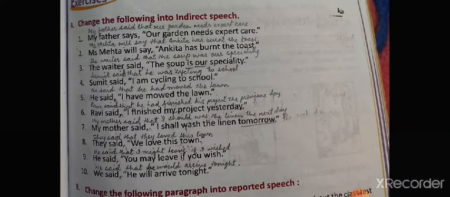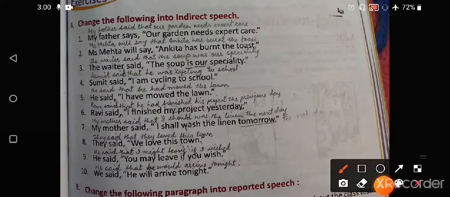My mother said, I shall wash the linen tomorrow. My mother said that she would wash the linen the next day. Here, I'm really sorry, here it is not I, it is she. Alright, please make the changes. I'm sorry. They said, we love this town. They said that they loved this town. He said, you may leave if you wish. He said that I might leave if I wished. We said, he will arrive tonight. We said that he would arrive tonight.